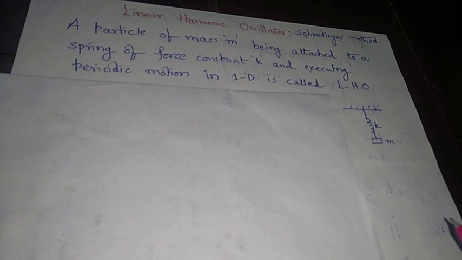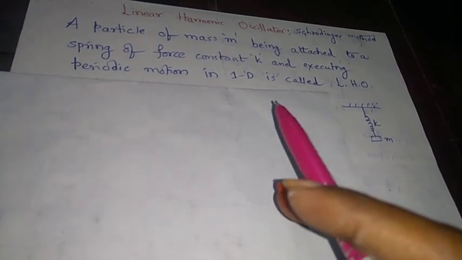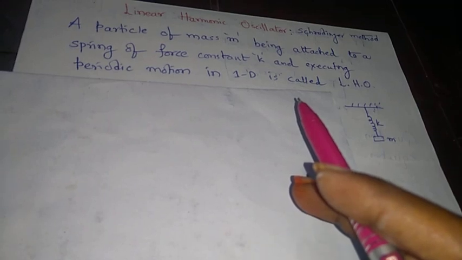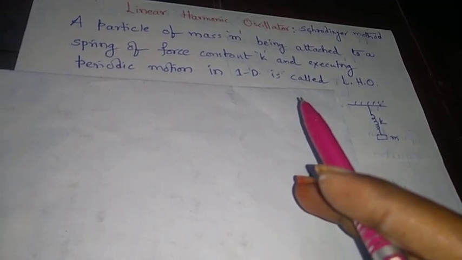The topic of the video is the linear harmonic oscillator using Schrodinger's wave method. Schrodinger's wave equation solution method. A particle of mass m that is attached to a spring of spring constant k and executing periodic motion in one dimension is called a linear harmonic oscillator, as shown in this figure here.